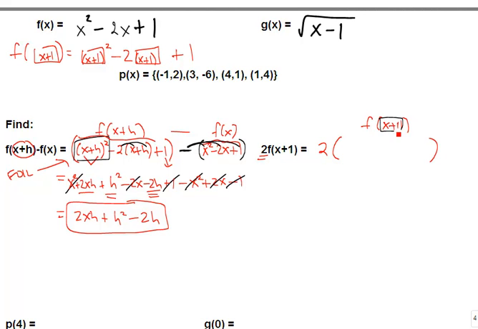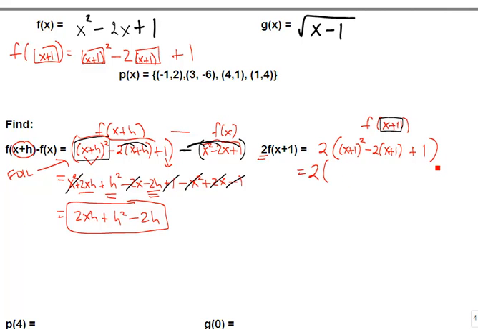So f of x plus 1 should turn into x plus 1 squared minus 2 times x plus 1 plus 1. So where we had x's before in the original problem, we replaced those x's with x plus 1's. So we want 2 times all of that stuff. Now, because of order of operations, when we go to simplify this, you want to make sure that you simplify everything in these parentheses first before you multiply by that 2. So when I go to distribute here, we're going to do that last.